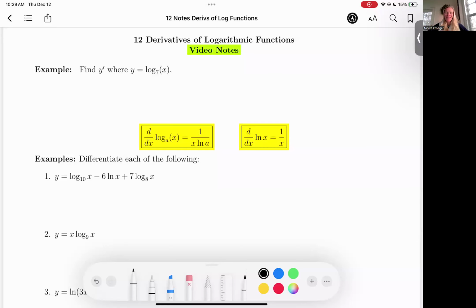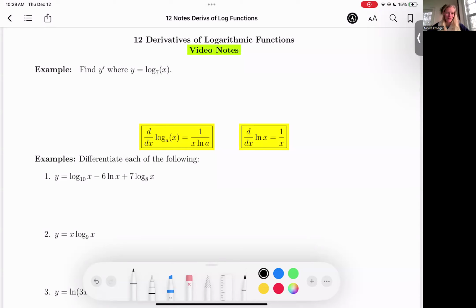If you've been paying careful attention, you will notice that we have not yet taken the derivatives of logarithmic functions, so things like log base 7 of x or natural log of x. And this is the last big class of functions that we need to learn how to differentiate, and we're going to do that today. I have in the yellow boxes here the final answers.